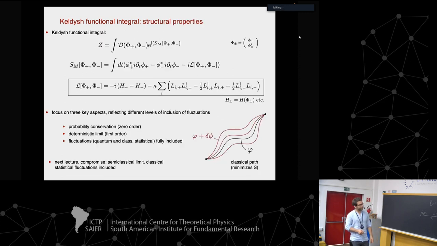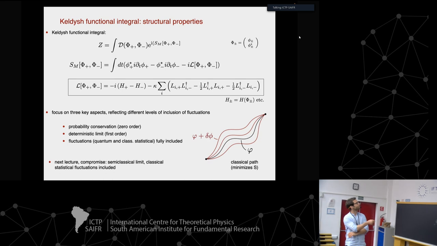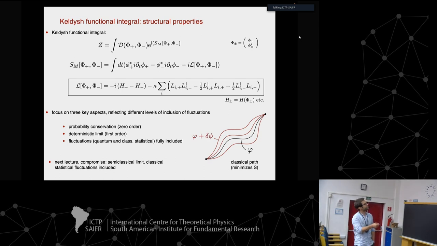Okay, good. So let's now move a little bit into structural properties of this Keldysh functional integral that I wrote down here again. And I want to focus on three aspects that reflect different levels of how we include or we deal with fluctuations. Yeah? So a path integral is really an unraveling of the physics of the problem into many configurations. Yeah? A path, summing over these field variables here, you should think of it as summing over many or all possible configurations that this field can take.